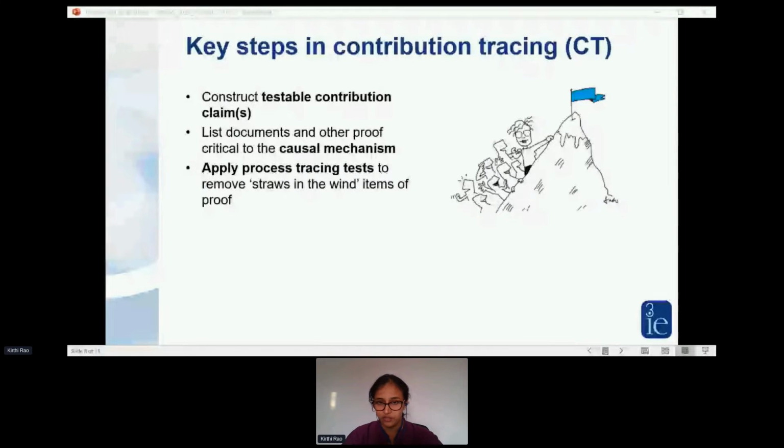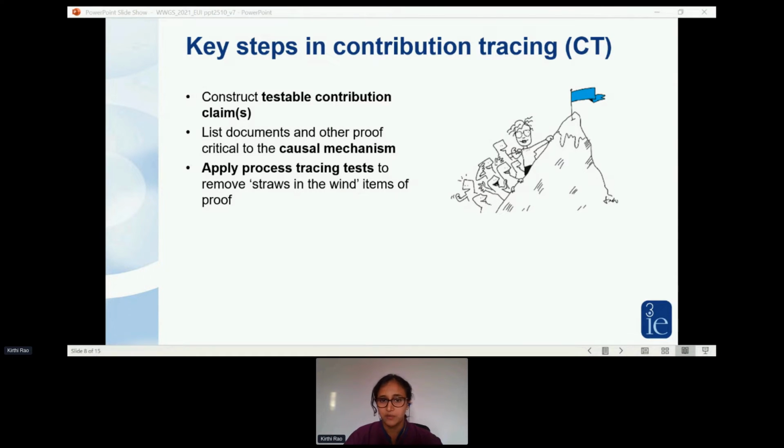The next step is to list the proof that can support the claim and its underlying mechanism. So for each step in the contribution mechanism, we start listing what we think are critical items of proof. And by proof, I mean statements from stakeholders, news articles, photographs, documents, meeting minutes, emails, and so on.